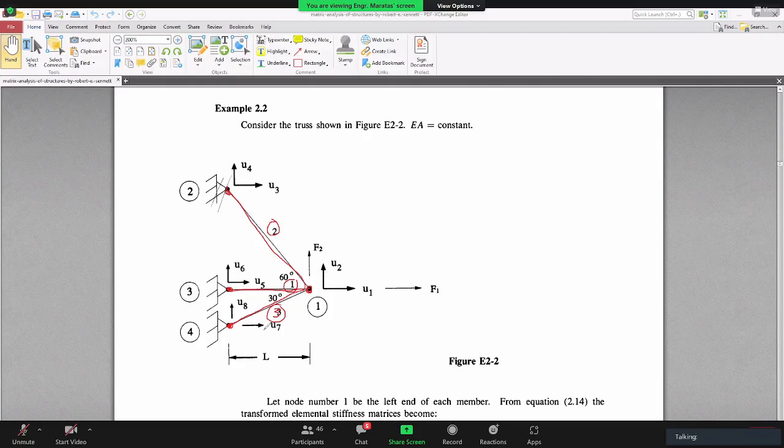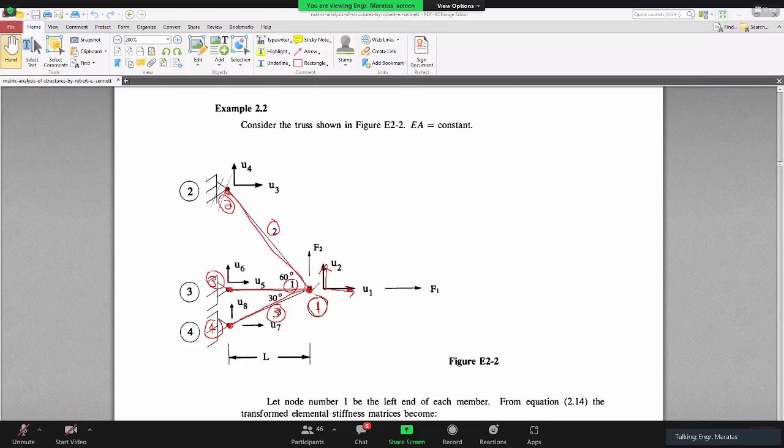So let us say this is node 1, this is node 2, this is node 3, and this is node 4. The markers for node 1 are U1, U2. Okay? These are the global displacements. So node 1 has U1, U2; node 2 has U3, U4; node 3 has 5 and 6; and node 4 has 7 and 8.